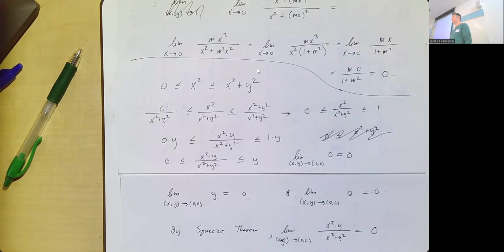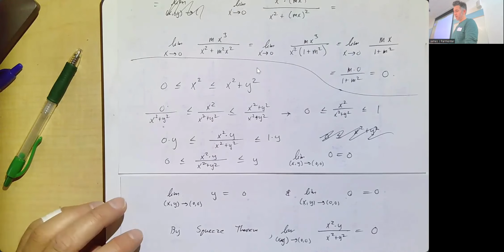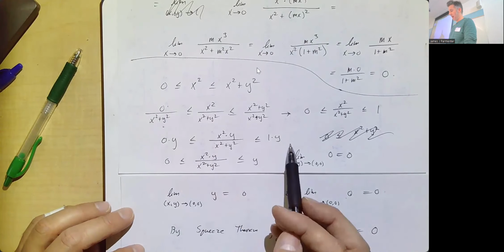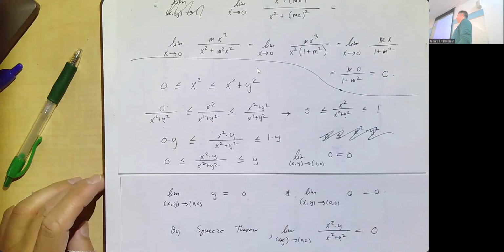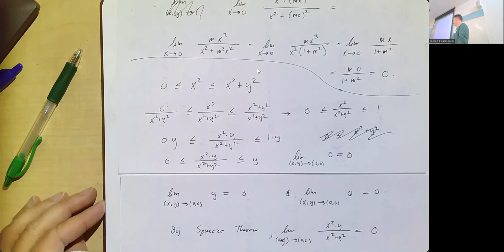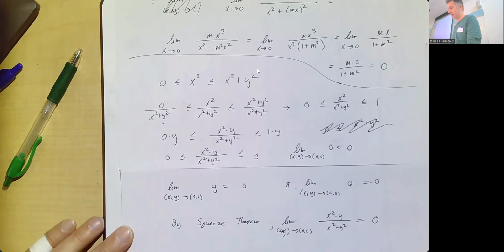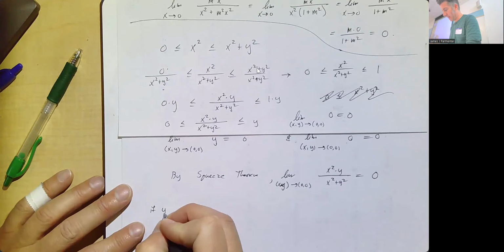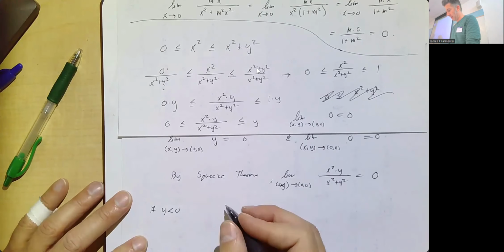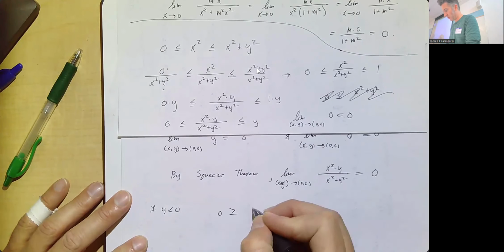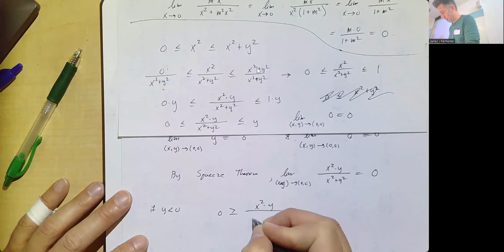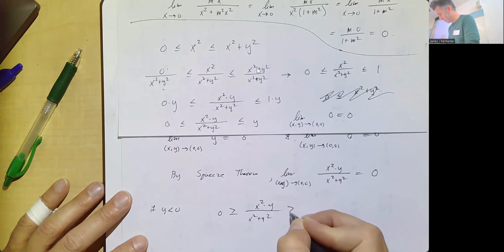Okay, technically there's something else I could say here. Not a big deal. But technically, when I multiplied everything by y here, I made an assumption that y was positive, because if y was negative, you'd have to change the order of the inequality. So that's true if y is positive. If y is negative, then you're going to get that 0 is bigger than or equal to x squared times y over x squared plus y squared, which is bigger than or equal to y.